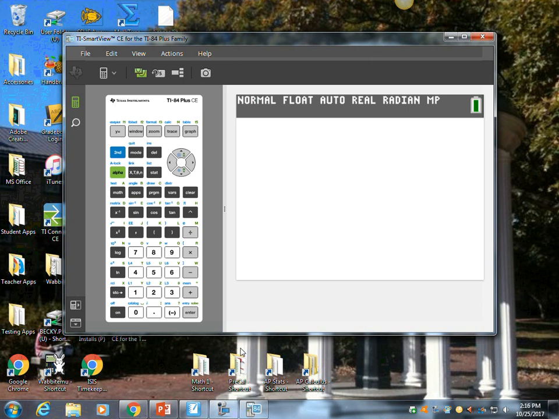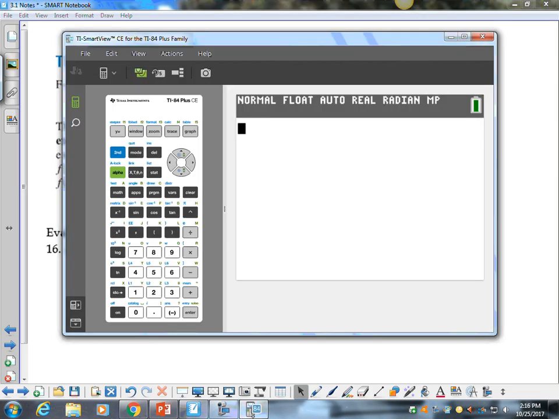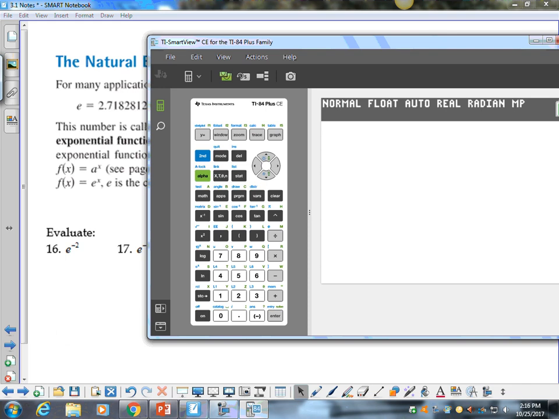Where's e? All right, here you go. Everybody see e? He's right above your ln. We're going to do e to the negative 2, which is literally going to take 2.7 and all those decimals, raise it to the second power, and then do 1 over that number. It's going to do it for us. So we're going to go e to the negative 2.